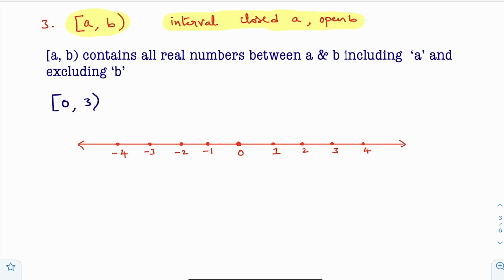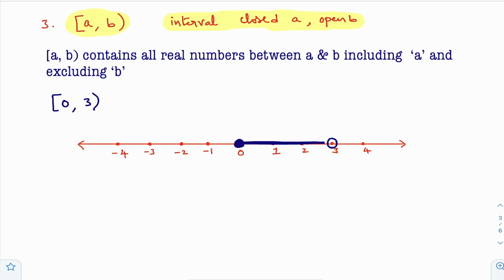See, 0 is included. At 0 you draw the dark circle that indicates that 0 is included. See, 3 is not included because this is open 3. So at 3, you draw one open circle like this. It indicates that this point is not a part of the solution.